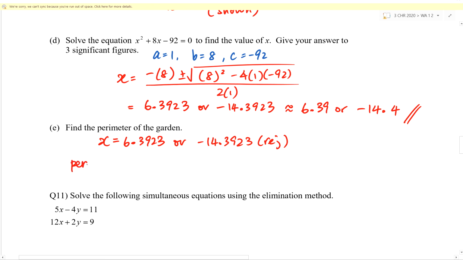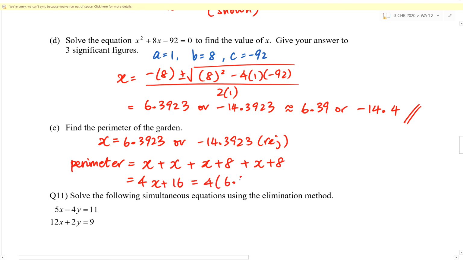The perimeter is therefore x plus x, that's the 2 breadths, plus x plus 8, that's the length, plus another x plus 8, which gives us a total of 4x plus 16. Now we do the substitution. 4 times 6.3923 plus 16. So we have 41.5692, rounded off to 3SF, 41.6 meters.